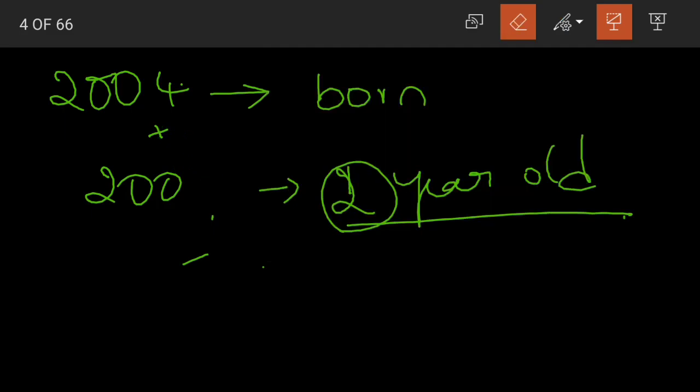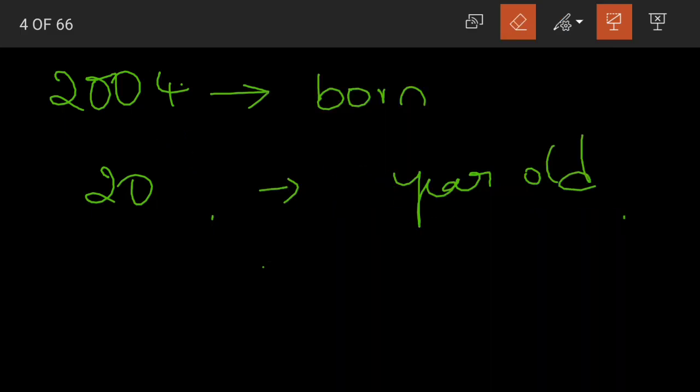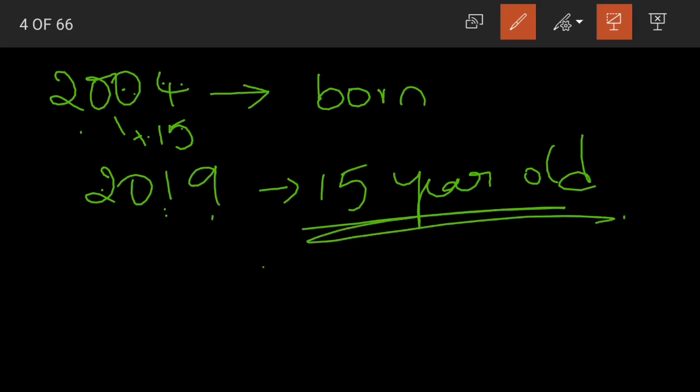Now in the same way, what are they saying? Now I am 15 years old. So how much should I add? I should add 15. Yes. So 4 plus 5, 9. 0 plus 1, 1. 0 plus 1, 1. 0 and 2 as it is. So I will be 15 years old in 2019.